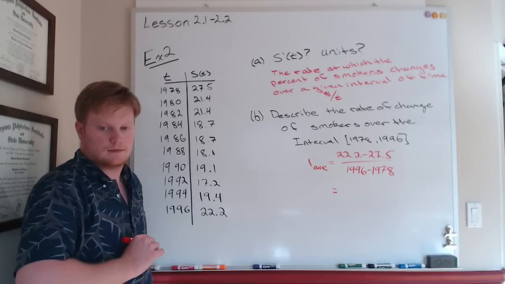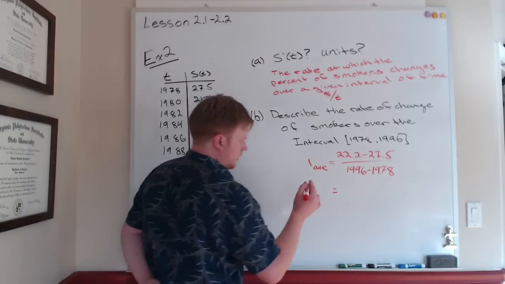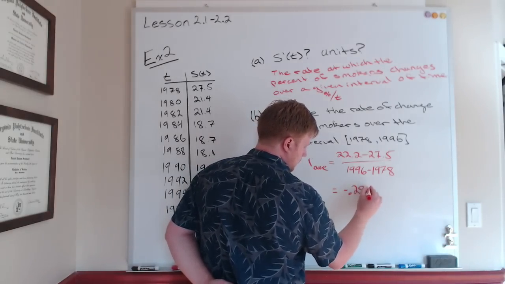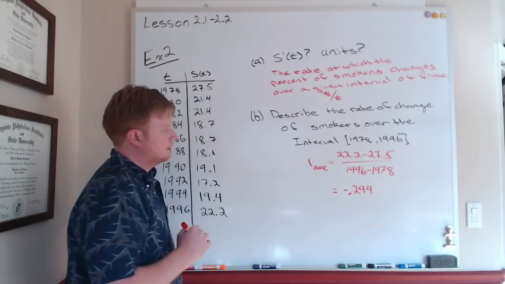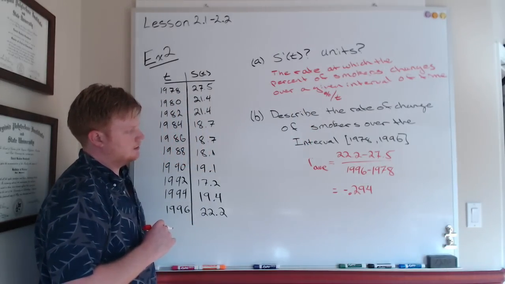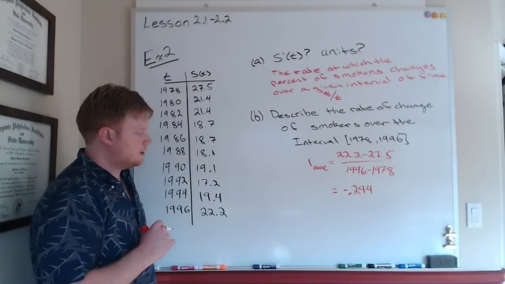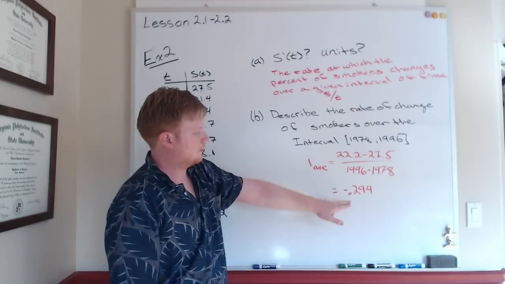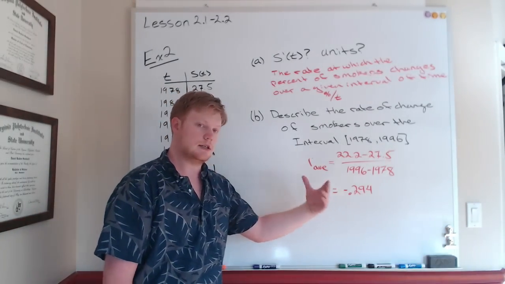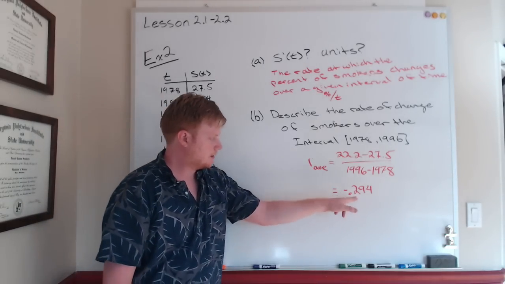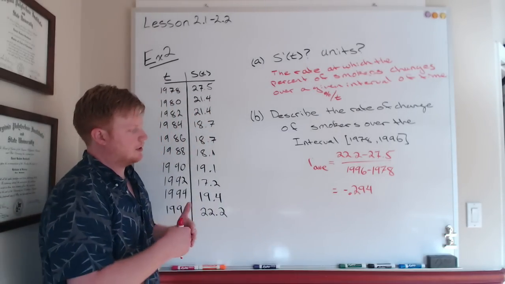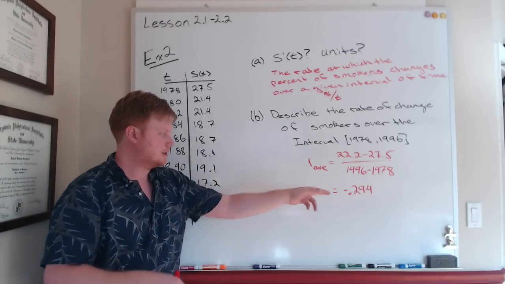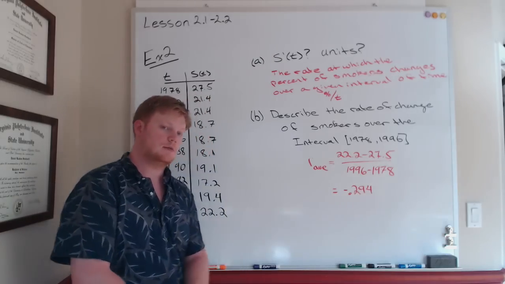All right. And we should get something around negative 0.294. So what does that mean? Well, that means that the average rate of change of the percent of smokers over a given time interval, in this case it's a year, is minus 0.294. So we would expect that every year the percent of smokers would decrease by 0.294%.